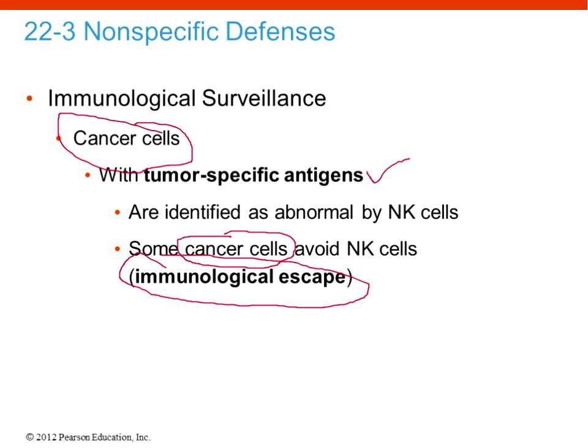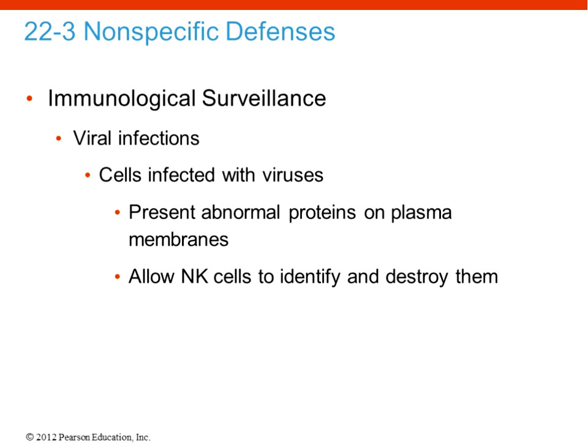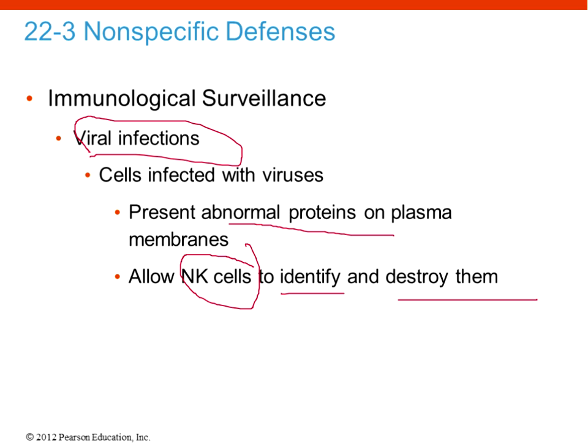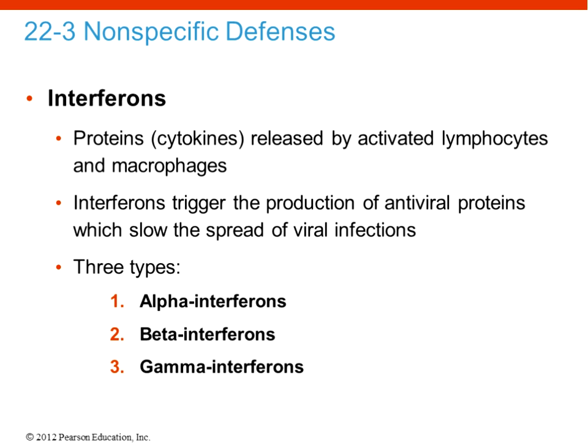And they do what's called immunological escape. They are able to avoid destruction by giving off different chemicals and other types of things to avoid being damaged and destroyed. Okay? Viral infection: cells infected with virus will present abnormal proteins on the membrane, and that allows the natural killer cells to identify them and then to destroy them.